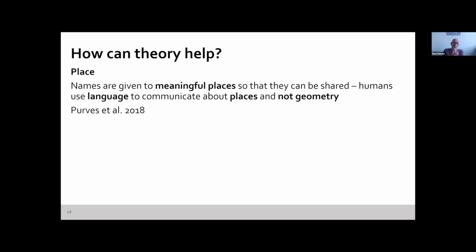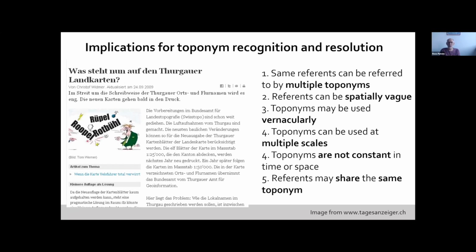So I think that's, like, for me, a very important fundamental thing. When we talk about place, the way that humans naturally communicate and discuss places is not using geometric representations, but rather semantic representations. And that has all sorts of implications.